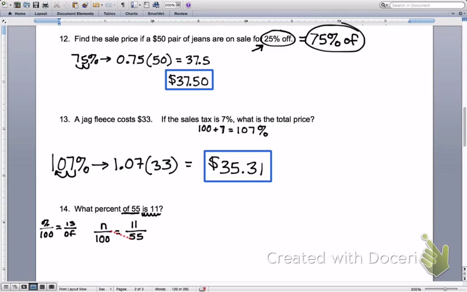So now we can go ahead and cross multiply to get 100 times 11 equals 55n. Multiply that out, we get 1,100 is equal to 55n. And divide both sides by 55. We end up with n is equal to 20. We have to remember it's asking us what percent, so our answer has to be a percent. So we get 20%.